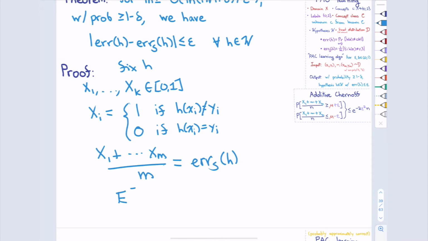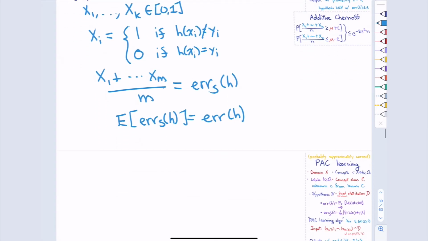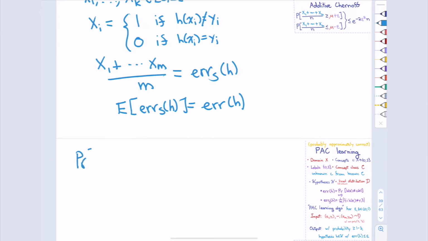And the expected value of the error of h, as already mentioned, is the true error. That's how much you should get right. So this is exactly the kind of thing that goes inside the additive Chernoff bound. The probability that one error minus the other error is at least epsilon is going to be at most, I'll do both inequalities at once and put a 2 in front, 2e to the minus 2 epsilon squared m or something like that.